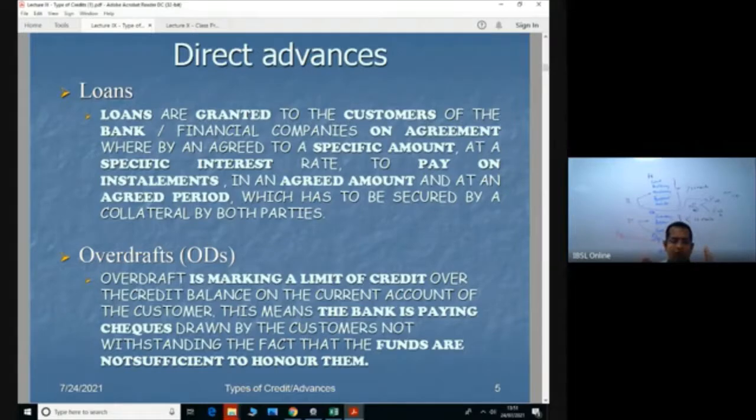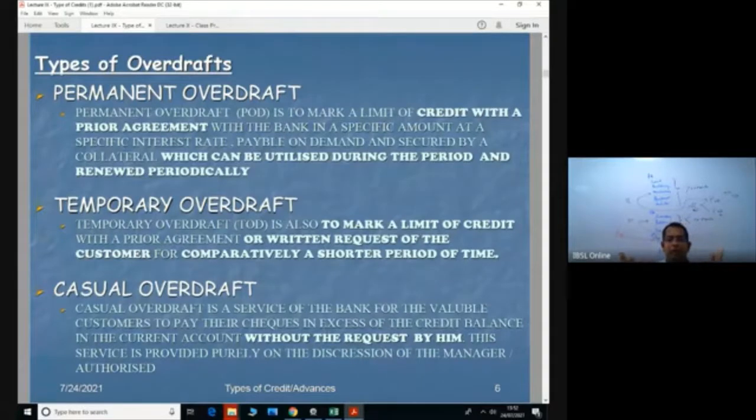But an overdraft is a limit we mark over and above the credit balance of a customer's current account. Right? It is like a bucket. You can put water and you can take out water. Similarly, you can settle and reuse. Overdrafts are limits marked over and above the credit balance of a customer's current account. There are 3 types of overdrafts: permanent overdraft, temporary, and casual overdraft.